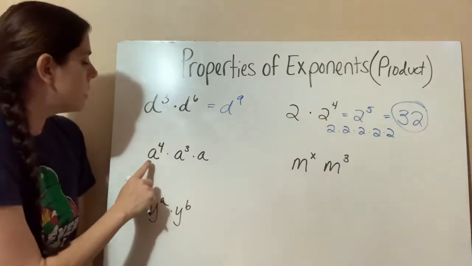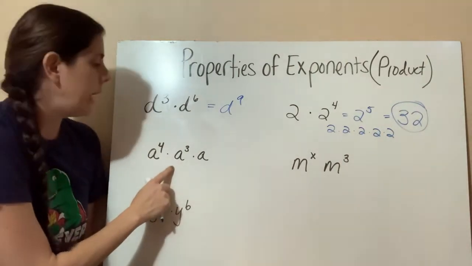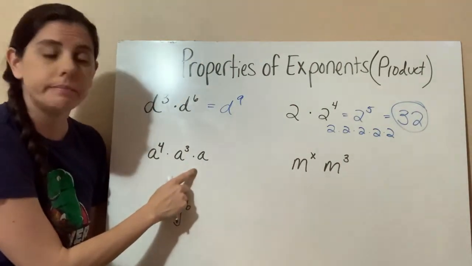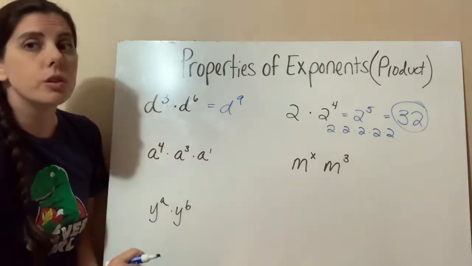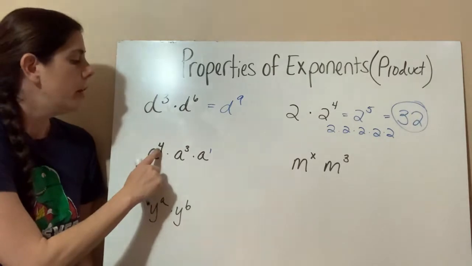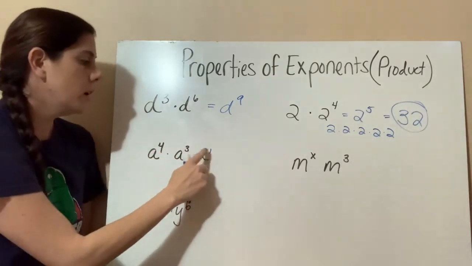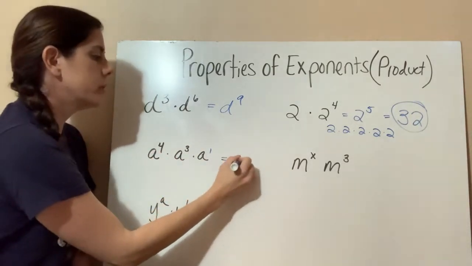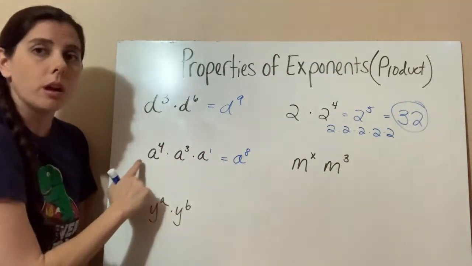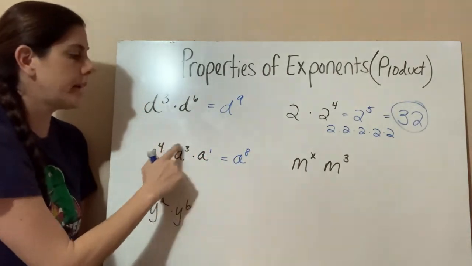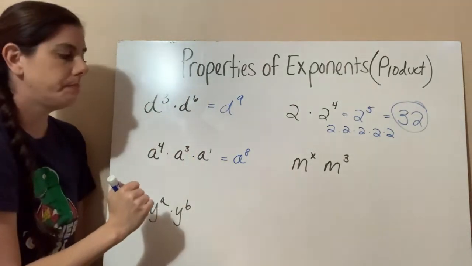So on our next one, we have a to the fourth times a to the 3 times a. So again, if you want to put that little 1 there to remind you that you need to add it there as well. 4 plus 3 plus 1 equals a to the 8. So as long as the base is the same, we're just adding the exponents.